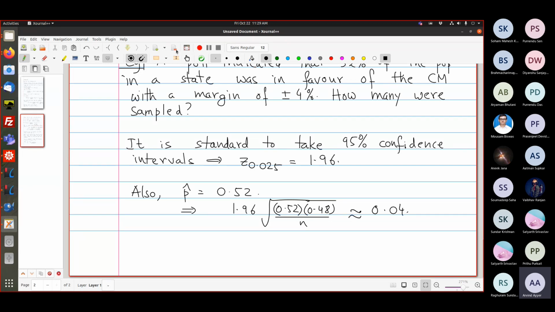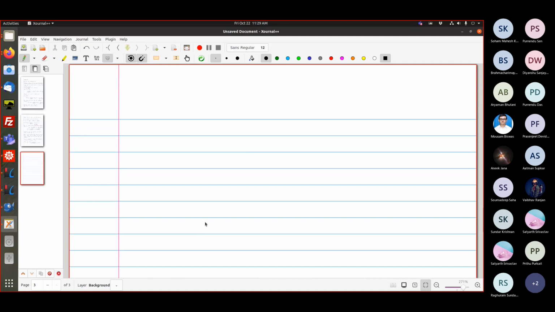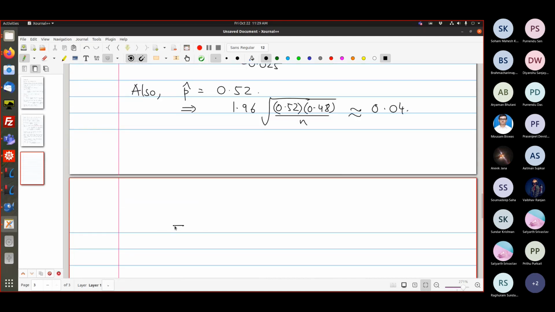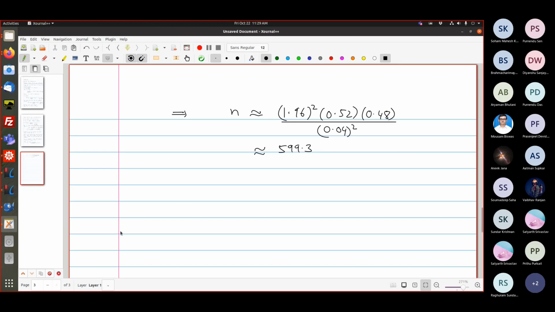And so if I square and take n on the other side, n is approximately 1.96 whole squared, times 0.52 times 0.48, divided by 0.04 whole squared, which is approximately 599.3. So approximately 600 people were sampled. 599 people were sampled.